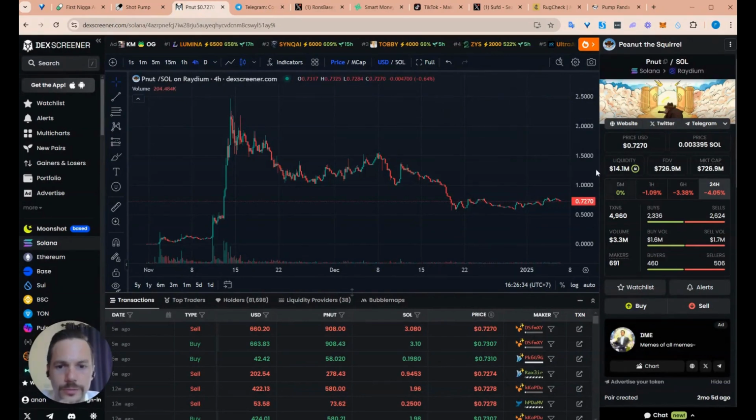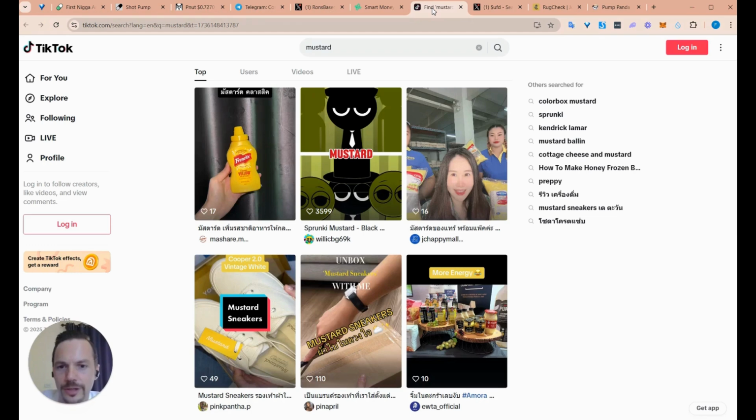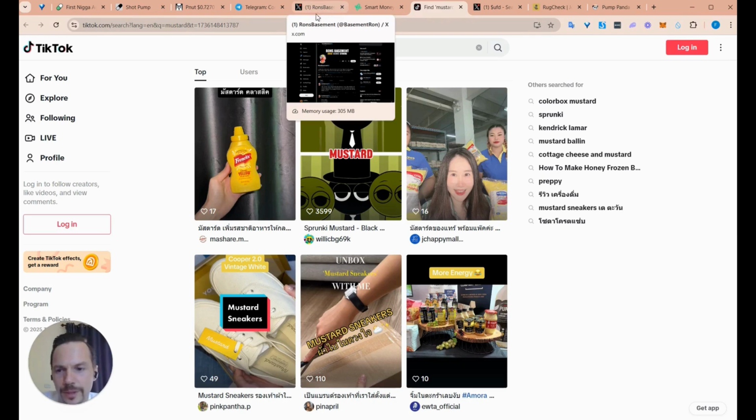So that's what I've shown. Then let's see, what else can we show? Oh yes, I had one more example with TikTok. Well, I'm not really active on TikTok myself, but maybe you are on TikTok and you can use it to find coins. I've picked out an example of mustard here. There was a coin, I think in November or something. What was it called? Mustard.